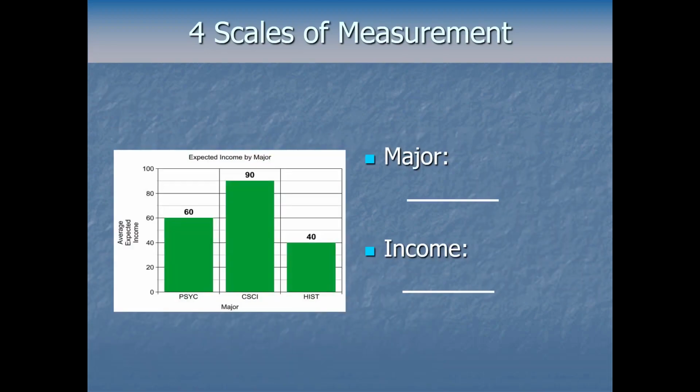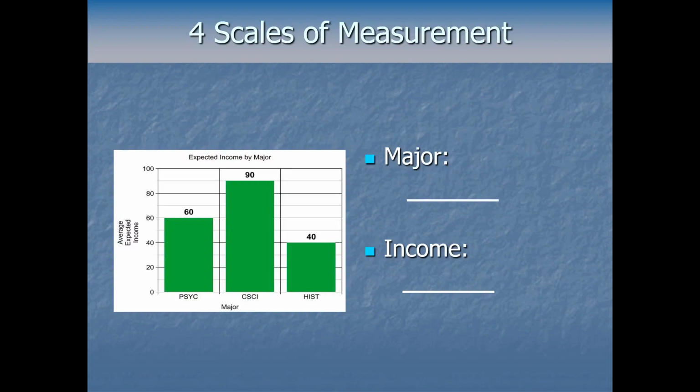Let's try a few more just to test yourself. So say we're testing if there's a relationship between someone's college major and their expected income in life. The numbers here, by the way, are totally made up. I just made these little graphs for fun. But what scale of measurement seems to be used for each of the variables here? Once again, I'd encourage you to pause the video and consider your answer before unpausing.